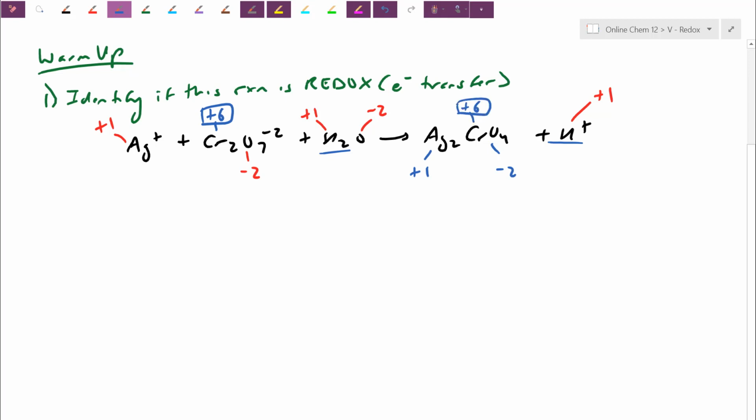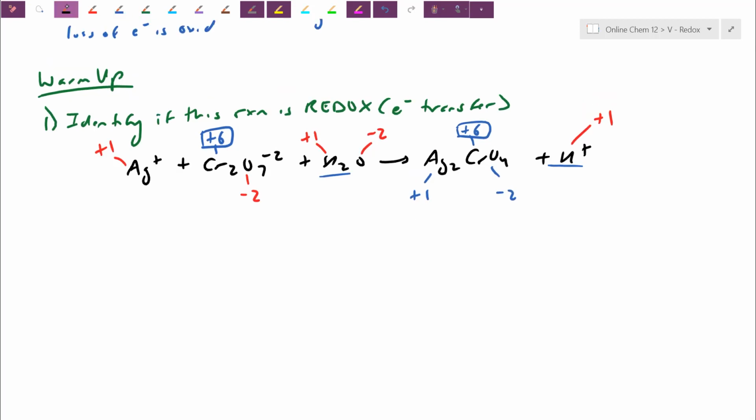So how do we tell whether this one is a redox reaction or not? We want to see whether there are any changes. If your oxidation number increases, your change in oxidation number is positive, that implies an oxidation. If your oxidation number drops, that implies there's a reduction. As you compare the charges here, you realize we have silver +1, silver +1. Chromium is +6, still +6. Oxygen is -2, oxygen is -2, hydrogen is +1, hydrogen is +1. You notice there's no change, so we can conclude this one is not a redox reaction.